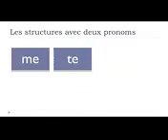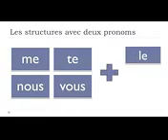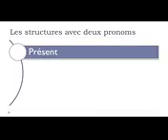If you've got me, te, nous, vous, they will come first, and after that you will put le, la, and les. That's the rule. If you've got le, la, and les, they will come all the time after me, te, nous, and vous. Okay, let's see that more precisely.